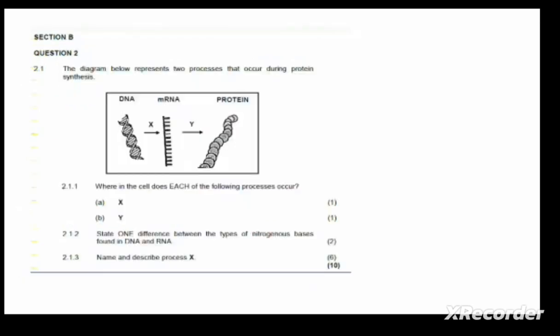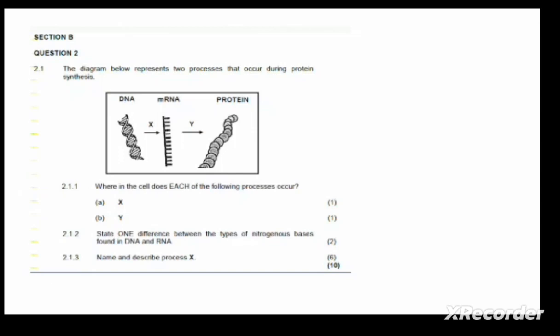So there's this question that I skipped by mistake. The question says name and describe process X. Remember process X, we said that is transcription. So this is how you describe it. You write transcription and you get a mark for that.